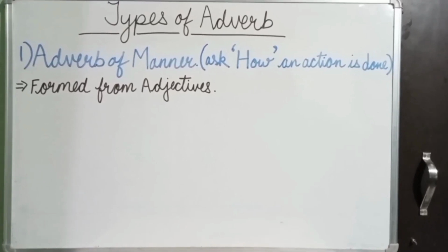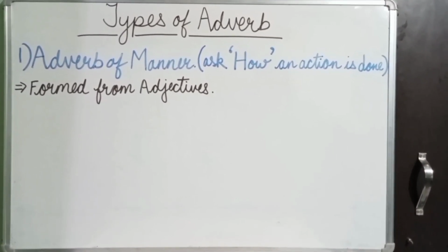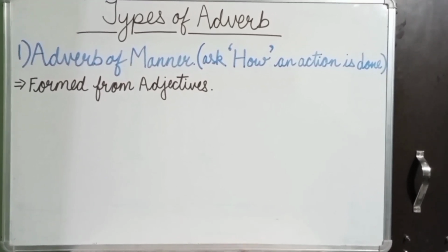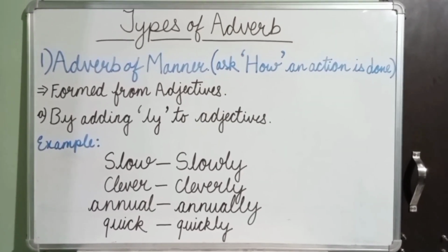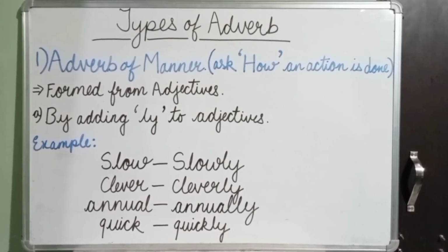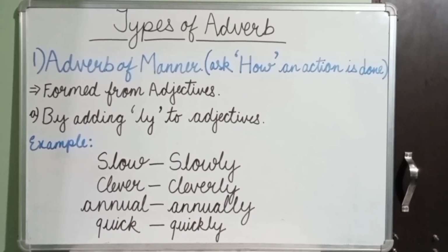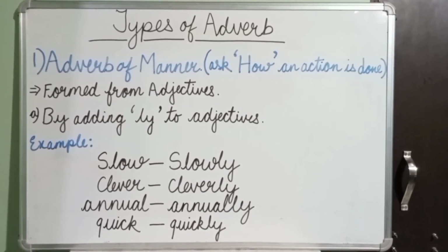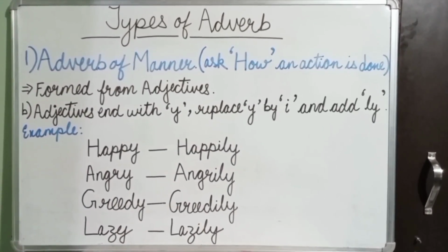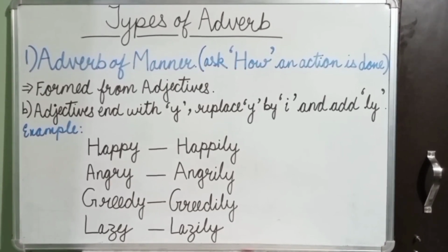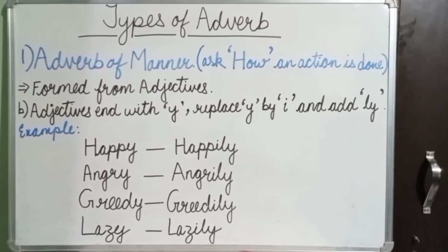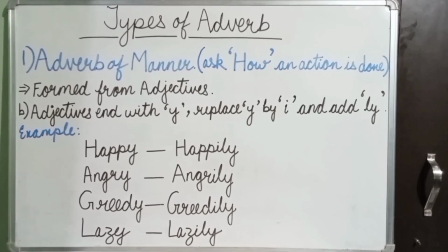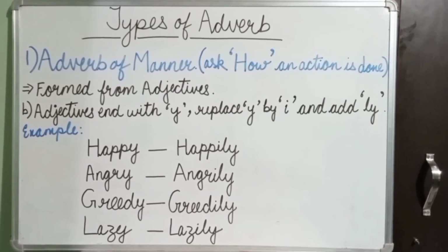Adverbs of manner. Here we ask a question how an action is done. Adverbs of manner are mainly formed from adjectives, by adding ly to adjectives. For example, slow becomes slowly, clever becomes cleverly, annual becomes annually, quick becomes quickly. For adjectives that end with y, we have to replace y by i and add ly. For example, happy becomes happily, angry becomes angrily, greedy becomes greedily, lazy becomes lazily.